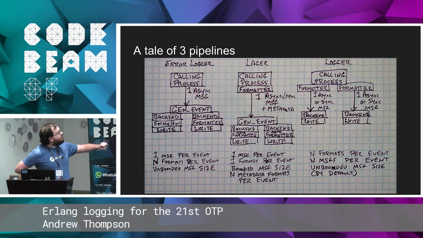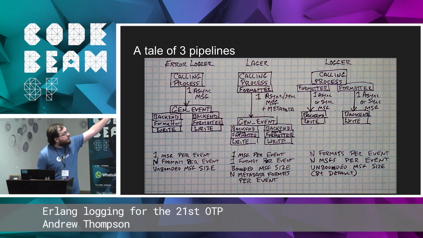So we'll start with our old favorite error logger. In the calling process, it just literally sends everything over an asynchronous message to the gen event, which has some number of backends installed into it. Each backend does the formatting and then writes it to wherever it's going. So you only have one message per event, but you do have n formats per event, and the message size is unbounded. So you potentially are sending a very large message, and then you are doing unbounded formatting in the memory space of the gen event handler. If that takes a long time, then you have the mailbox growing because all this other stuff is backing up behind it. Yeah, so you can see how that would fail under load.